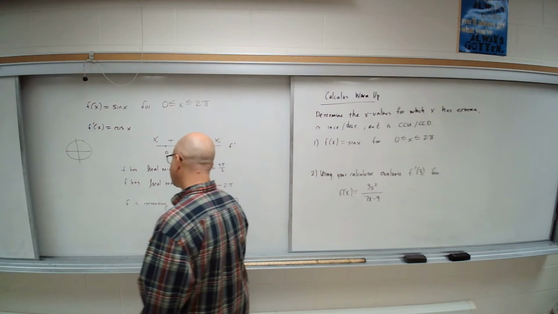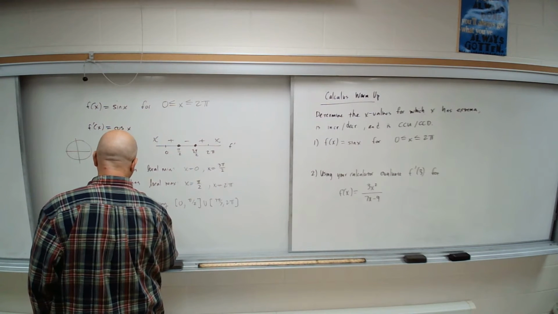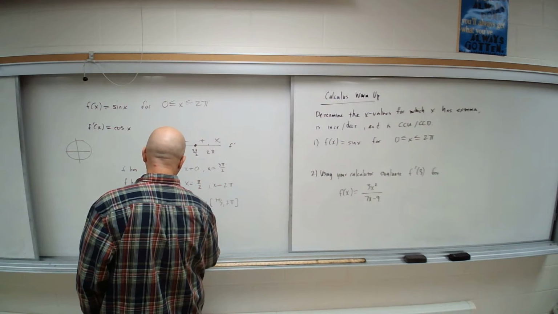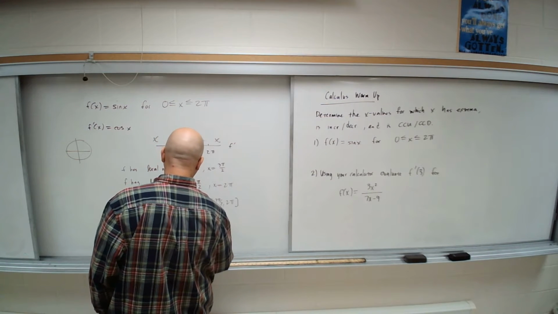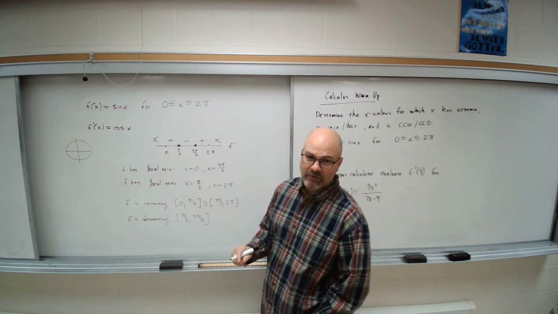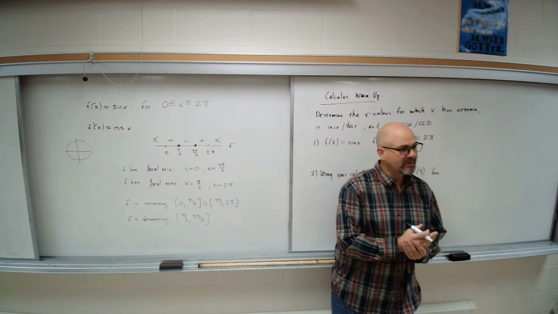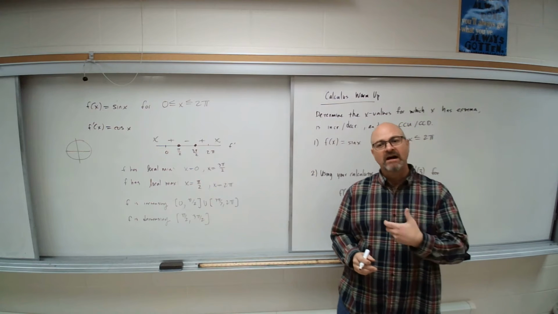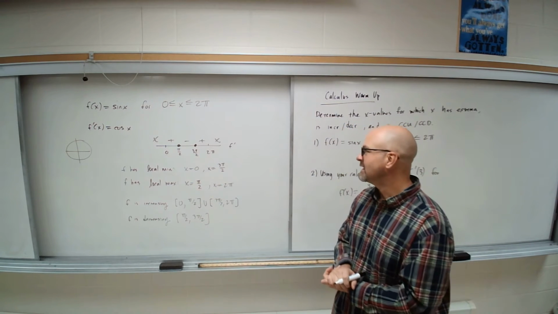And then f is decreasing from pi over 2 to 3 pi over 2, because the first derivative is negative, right? First derivative negative means f is decreasing there. First derivative positive means f is increasing there.